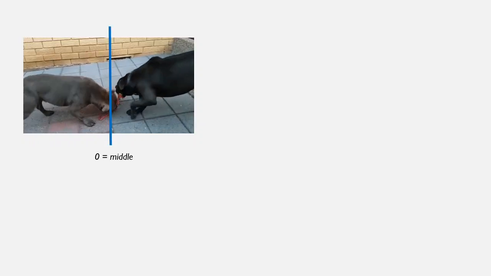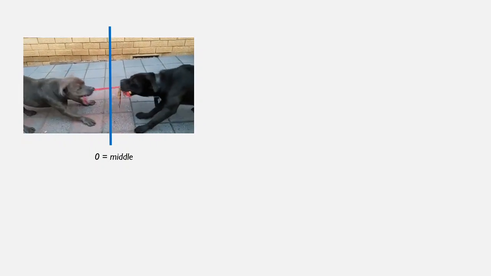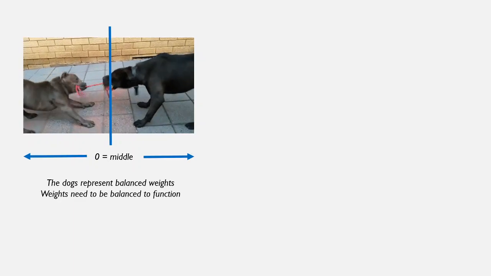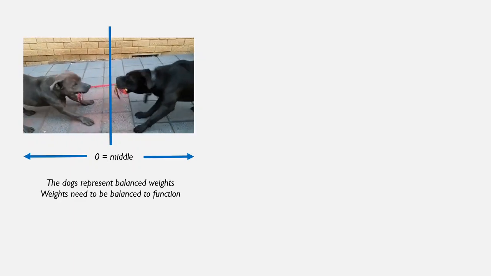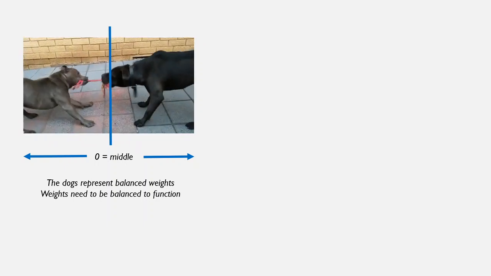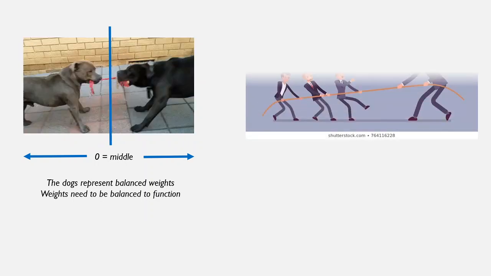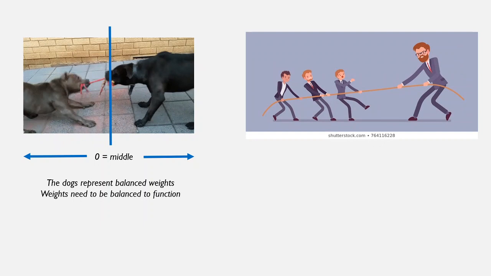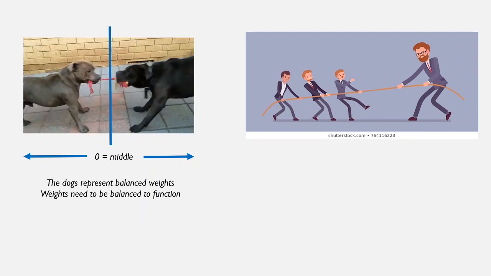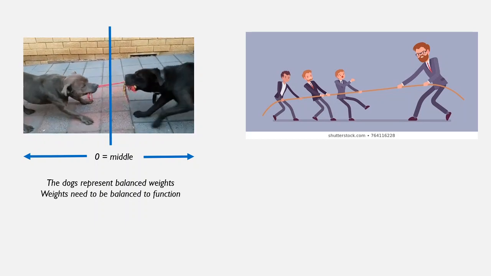In the context of running this analysis, you want to think of 0 as that middle point. So it's right there smack dab in the middle of that rope. These dogs represent balanced weights, right? Both of those dogs appear equally matched. You have that balance whereby you have 0 in the middle and you have equal weights on both sides. What happens though if you have a tug of war in which there's a different amount of individuals on either side? Okay? Again, this is about achieving balance.